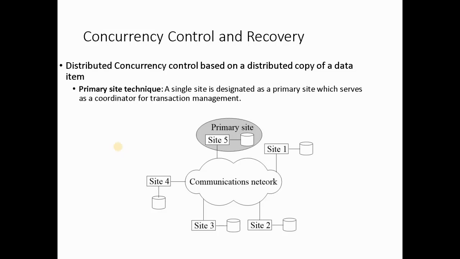Okay, so let's look at how distributed database systems handle this concurrency control and recovery. First we are going to look at concurrency control based on what we call the distributed copy of a data item, sometimes also known as the distinguished copy. For example, in the primary site technique, a single site is designated as the primary site. In the figure you will see there are 5 sites, and we designate site 5 as the primary site. Whenever a transaction executes, this site works as the coordinator site for all the data items. All the logs are kept at that particular site, and all requests for locking and unlocking are also sent to that site.